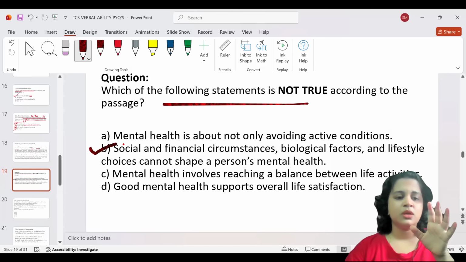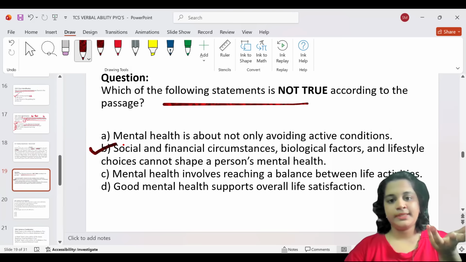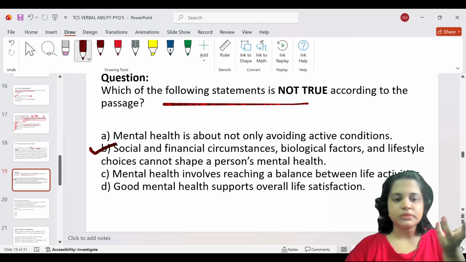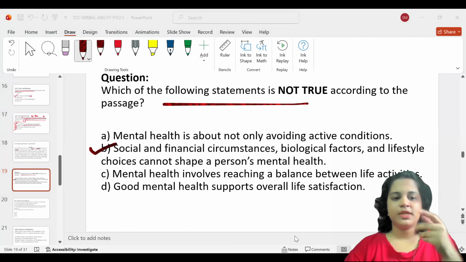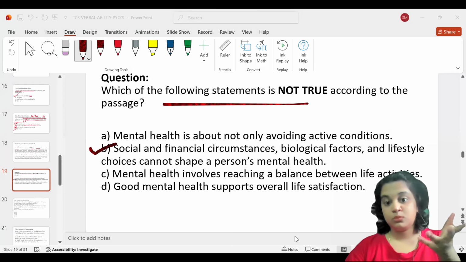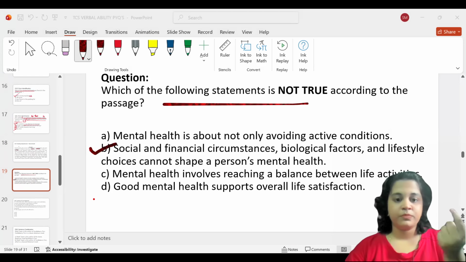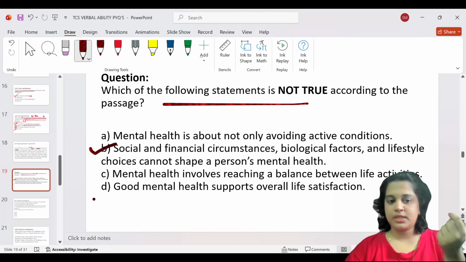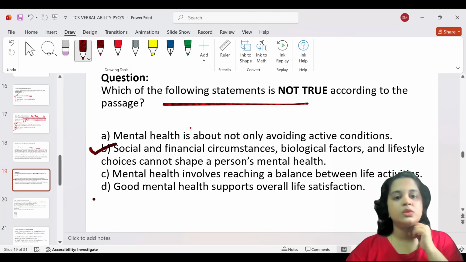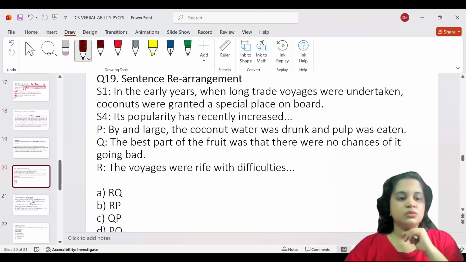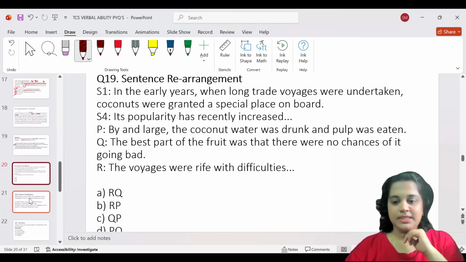See, sometimes there can be more than one correct answer. So see if you can put a check mark on more than one box, and you can do that. Good mental health supports overall life satisfaction, which is true. Mental health involves reaching a balance between life activities. That is also true. So I think this has only one answer, which is option D. Let's go to question number 19.